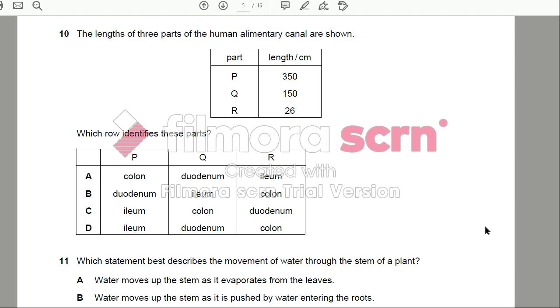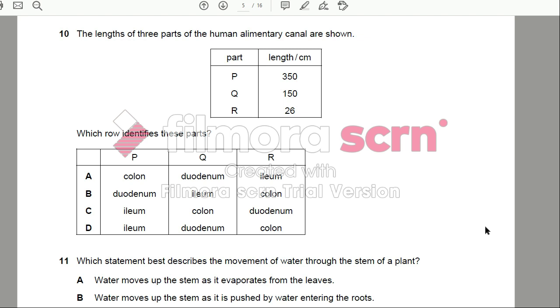The lengths of three parts of the human alimentary canal are shown. The parts are P, Q and R. Their lengths have been given. Part P will be having length 350 centimeter, Q 150 centimeter, R with 26 centimeter. Which row identifies these parts?